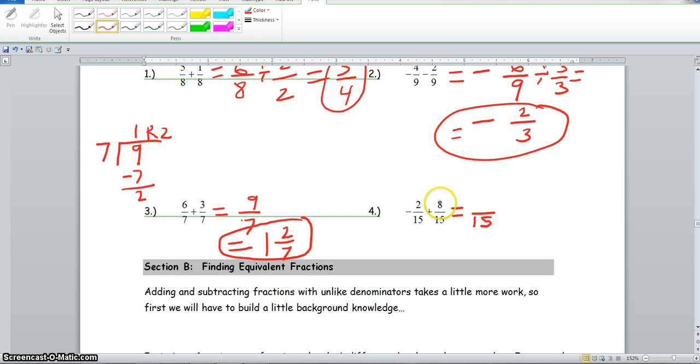Now negative 2 plus 8, just like in any other problem, when you have different signs, you subtract and carry the sign of the larger number. We know 8 is larger than this negative 2. So negative 2 plus 8 is a positive 6.